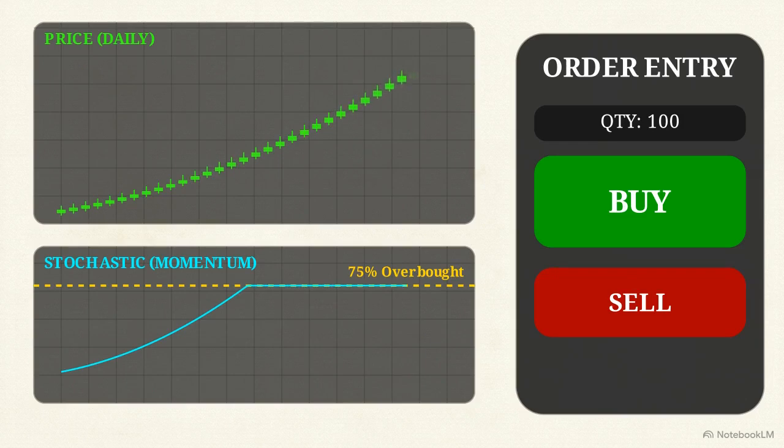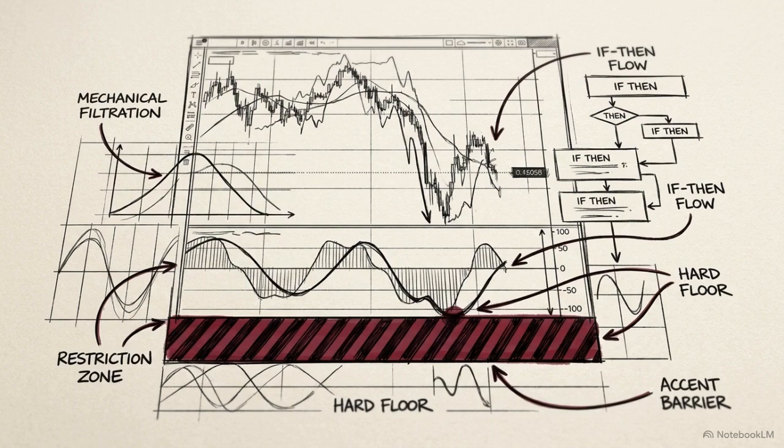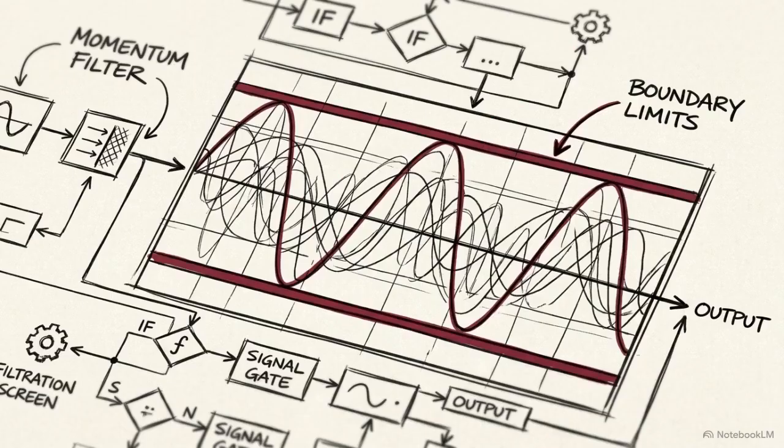This creates a strict operational constraint. If the higher timeframe bias is bullish, but the indicator is already pinned in the overbought zone, future upside potential is statistically limited. This yields an actionable rule matrix. When the higher timeframe is bullish and overbought, no new long positions are permitted. The exact inverse applies during bear markets. If the higher timeframe is bearish and oversold, new short positions are restricted. Overbought and oversold levels are not triggers to reverse your position. They are boundary limits designed to restrict new capital exposure when a trend is mathematically exhausted.